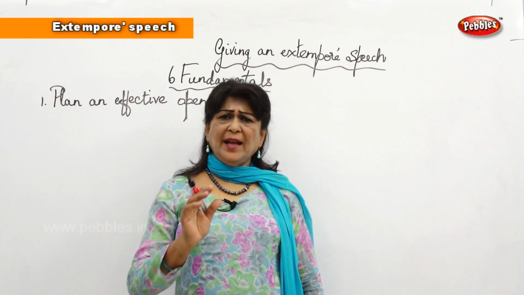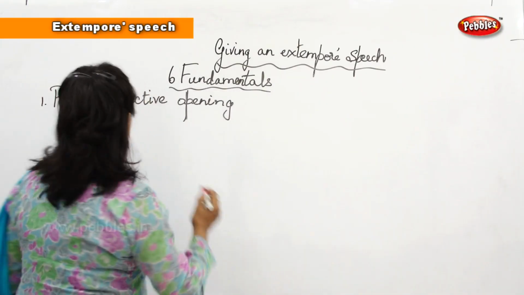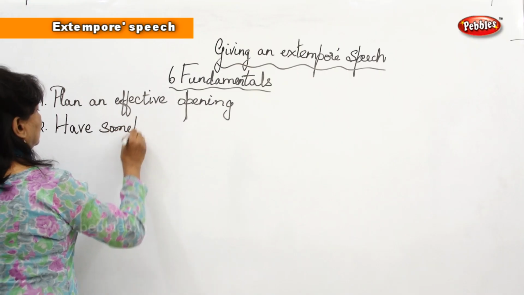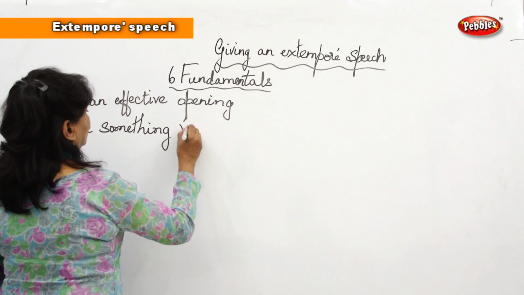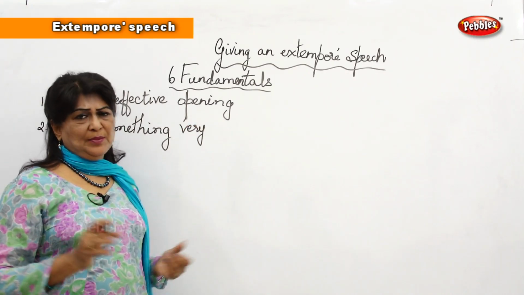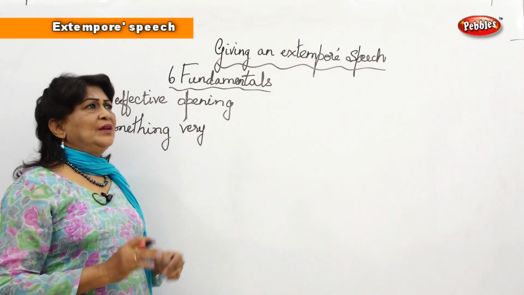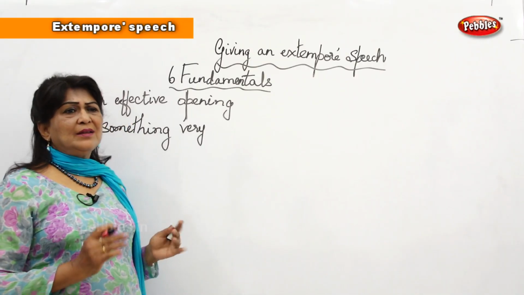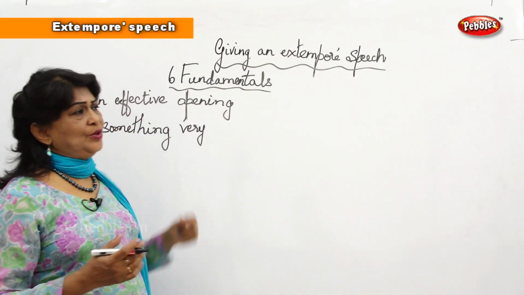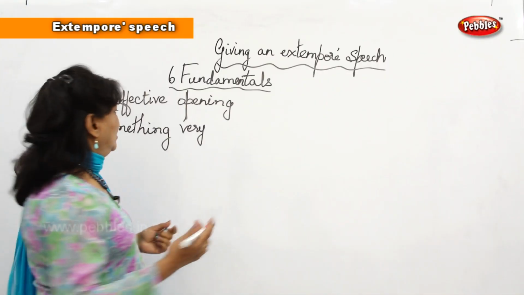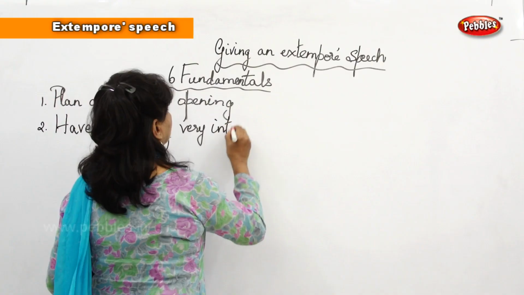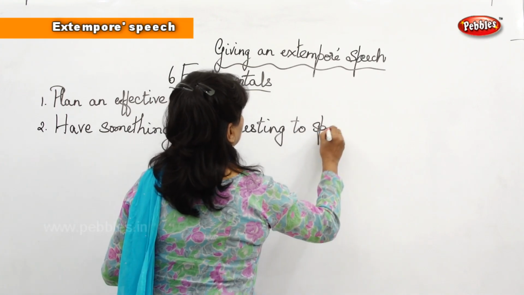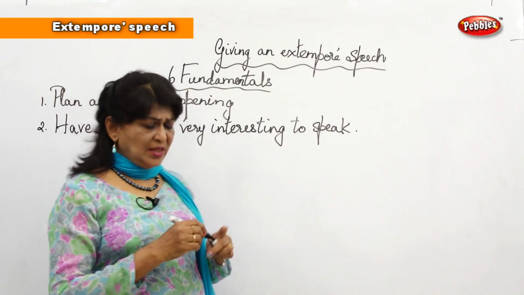Next point is, have something interesting to say. Do not choose some topic, like for example rainwater harvesting, where we will just think, you have to save water, you have to do this, you have to do that. It will be a lot of do's and don'ts, and it is not a very effective speech. So, you have to come out with something interesting to speak. Otherwise, the audience will get bored.